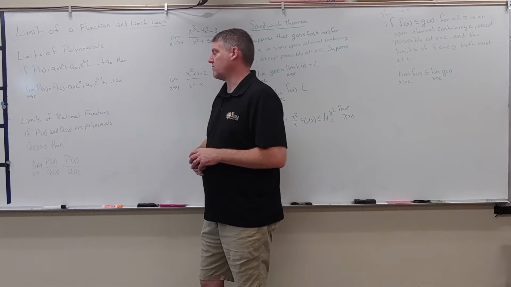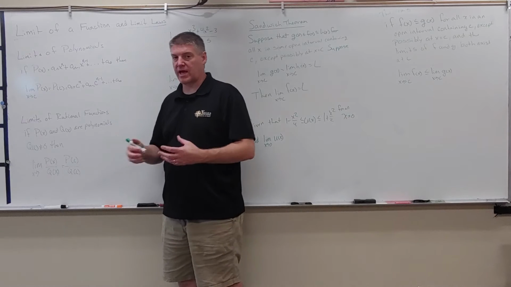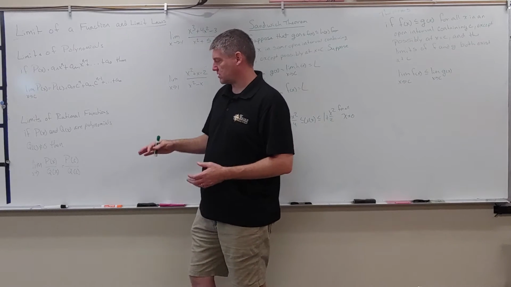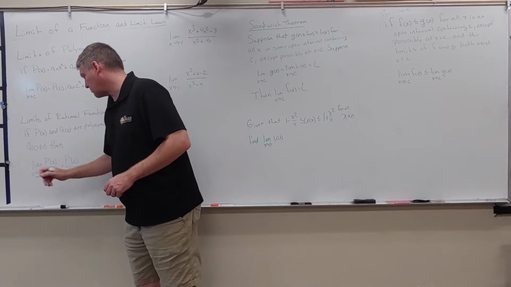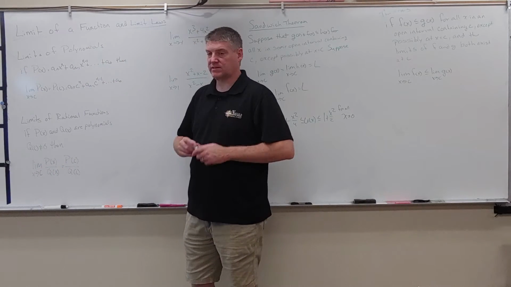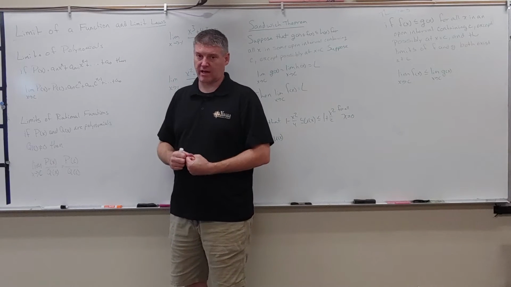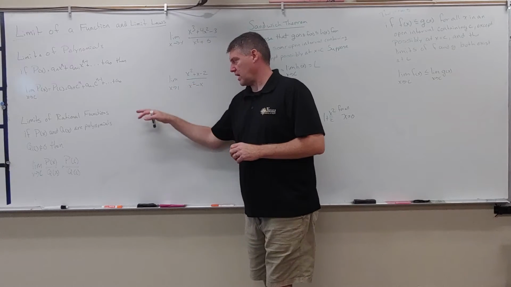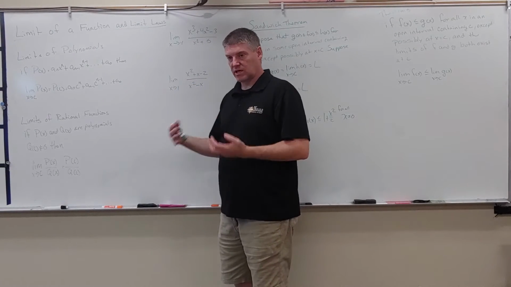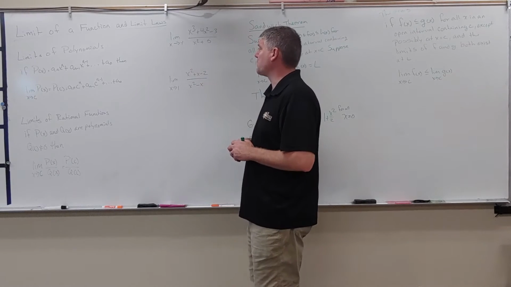So the limits of rational functions: if p of x and q of x are polynomials and q of c does not equal 0, then the limit as x approaches c of p of x over q of x is p of c over q of c. You're just going to plug it in, okay? So when we're talking about limits of polynomials and rational functions, a lot of times you're just going to plug it in. So here's our first limit here.